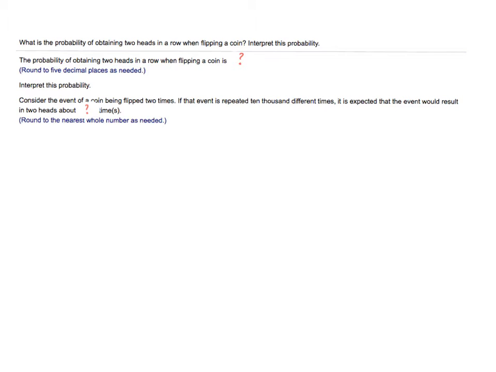For this problem, we're asked about the probability of obtaining two heads in a row when you flip a coin. To start with, what is the probability of getting heads just if you flip the coin once? And the answer to that is 50%, or as a probability, 0.50. The reason being is there's two options. You can either get heads or you can get tails.